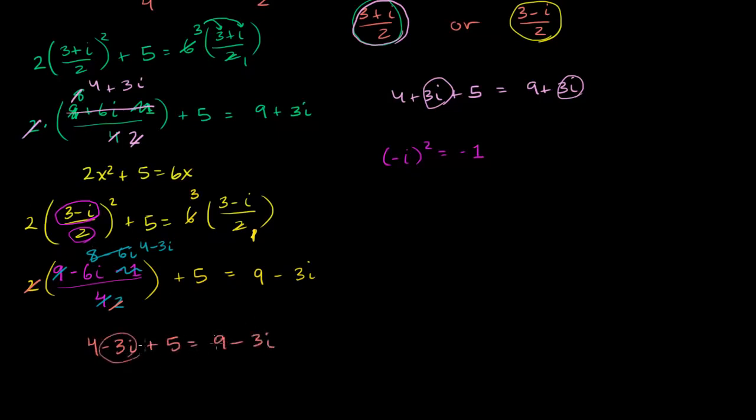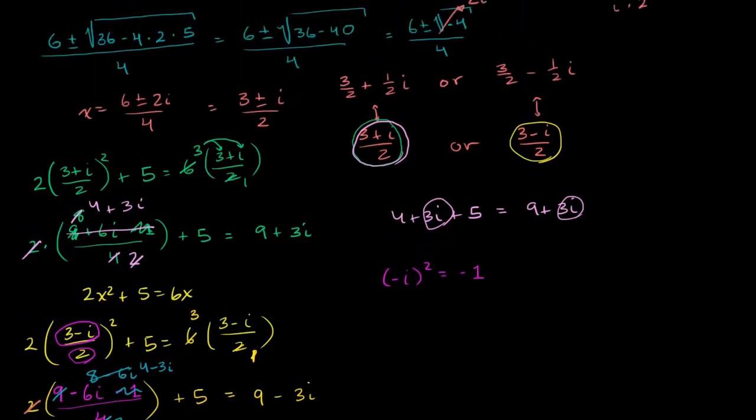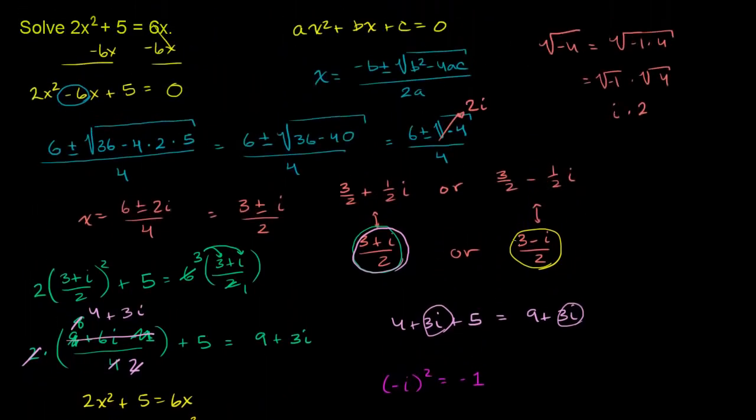We have a negative 3i on the left, negative 3i on the right. We have a 4 plus 5. We could evaluate it. This left-hand side is 9 minus 3i, which is the exact same complex number as we have on the right-hand side, 9 minus 3i. So it also checks out. It is also a root. So we verified that both of these complex roots satisfy this quadratic equation.